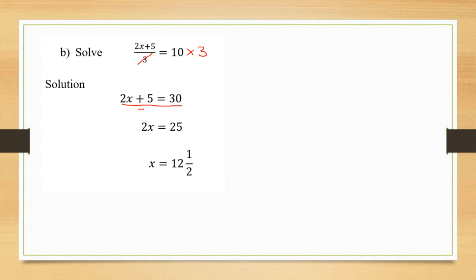Take 5 from both sides. Take away 5 is 25. So we get 2x equals 25. And our next step is divide by 2, giving us x equals 12.5.